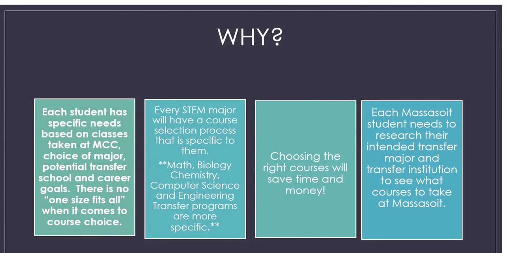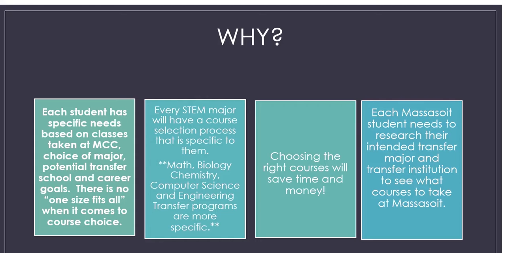So at Massasoit, there are a variety of programs, and each student has specific needs based on the classes they've taken, the program at Massasoit, the major they may choose at their transfer school, and even between transfer schools, and lastly, for your career goals. So there is no one-size-fits-all approach when it comes to course choice and transfer. Now, every STEM major will have a course selection process that's specific for them.